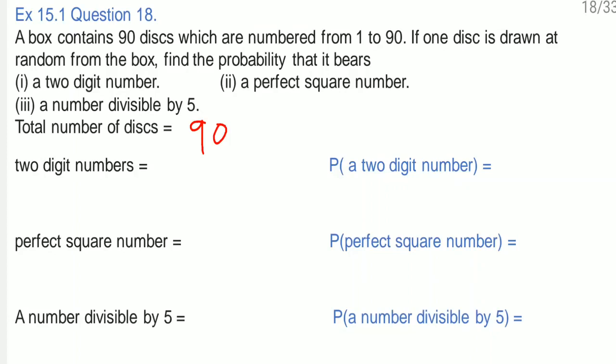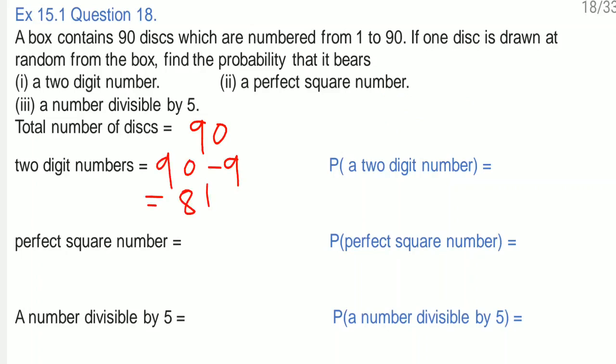Now they said 2-digit numbers. From 1 to 90, how many 2-digit numbers are there? That we need to find out. It's a little difficult to count how many 2-digit numbers are there. So what we'll do, 1 to 90, here 1, 2, this way till 9. So 9 are the 1-digit numbers. So out of 90, I will just remove 9. So I'll get 81. So 81 numbers are 2-digit numbers. So how I will count it? 90 minus 9 is equal to 81.